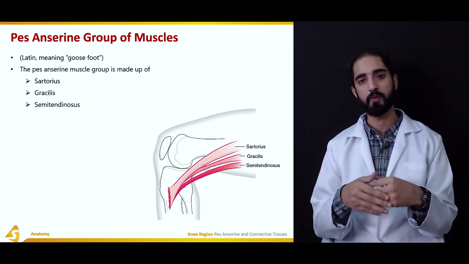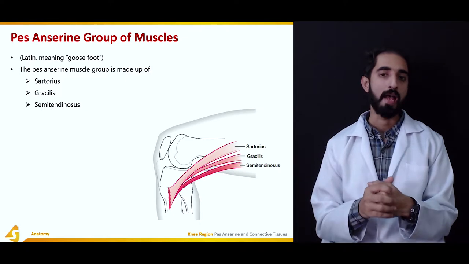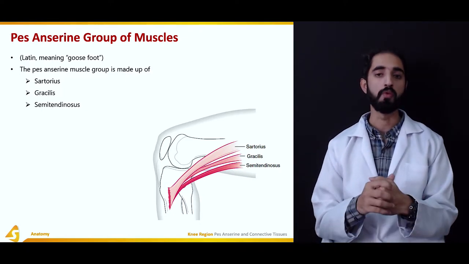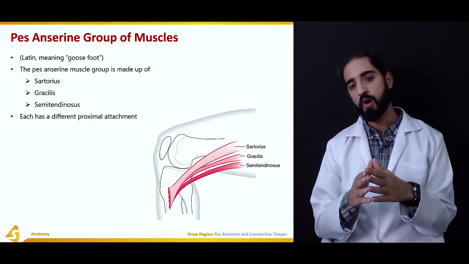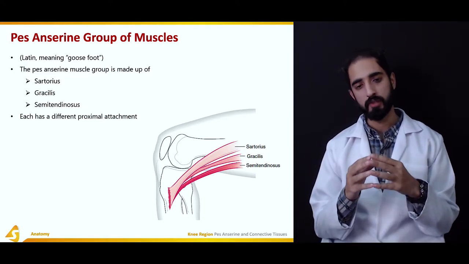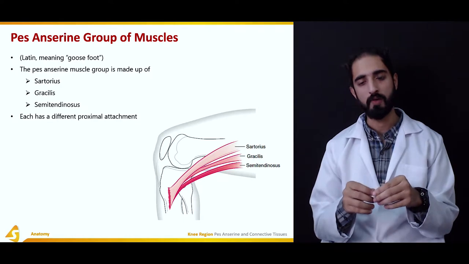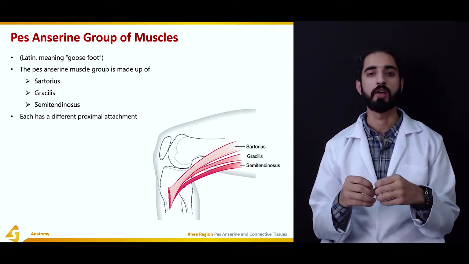Semitendinosus is also a part of another group of muscles, known as the hamstring group of muscles, which are the prime movers in knee flexion. Now, even though all of these muscles have a different proximal attachment, they have a common distal attachment or insertion.